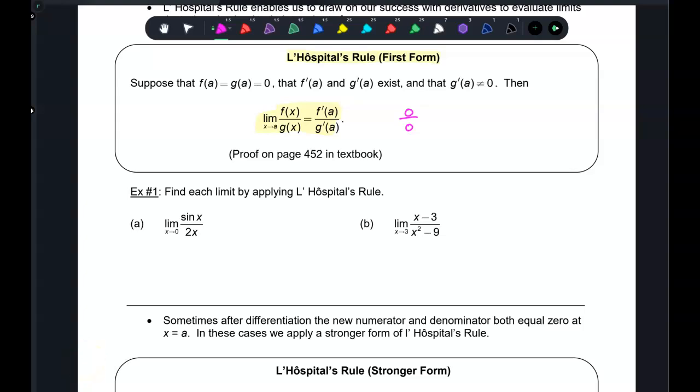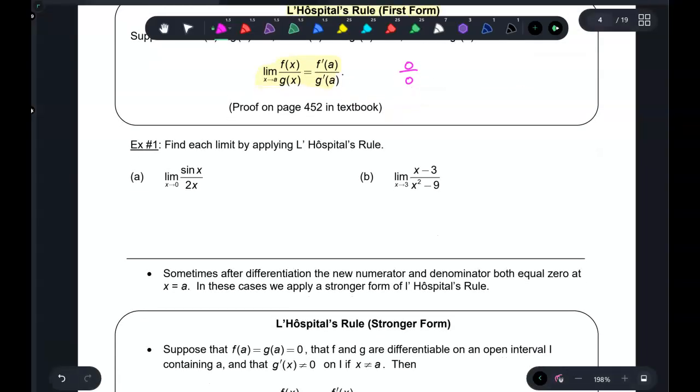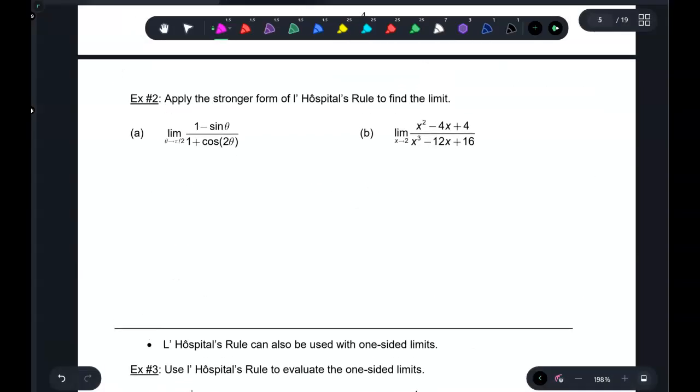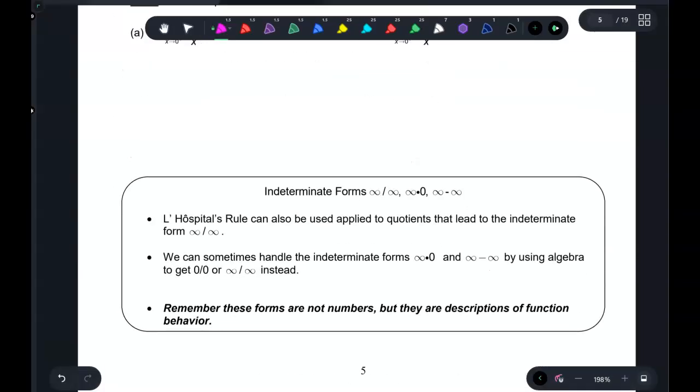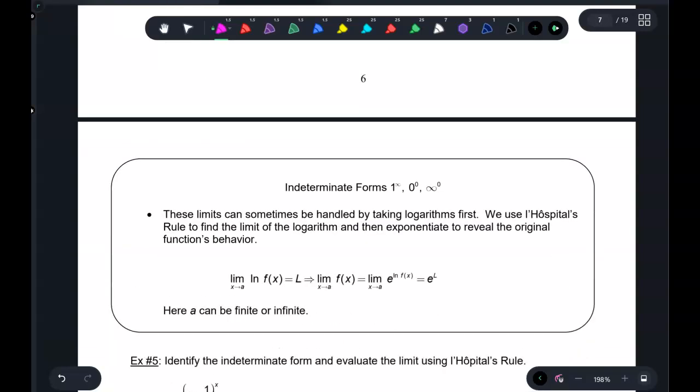Well, the first part, we'll do the review part because this is the easy part. Just to review, if you get infinity over infinity or 0 over 0, which we'll also do, we have multiple indeterminate forms. There's infinity over infinity. We have infinity times 0, infinity minus infinity. And then we have even more: 1 to the infinity, 0 to the 0, and infinity to the 0.